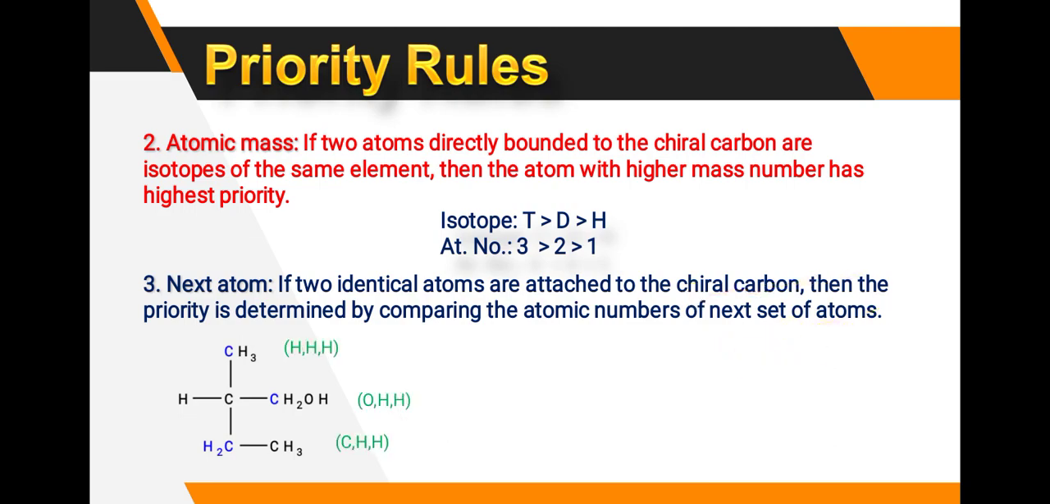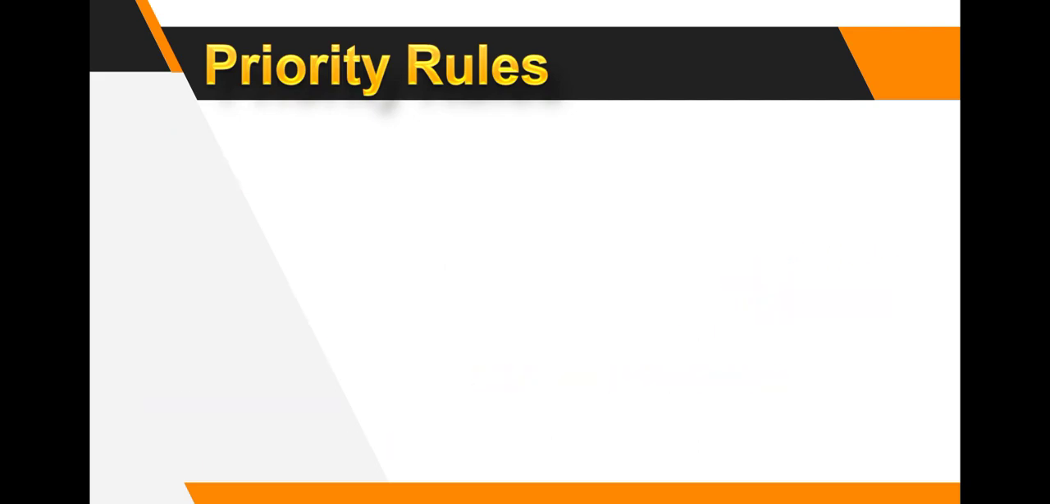Then see the priority 1, 2, 3, 4. So priority order is CH2OH, CH2CH3, CH2CH3, and last is hydrogen.